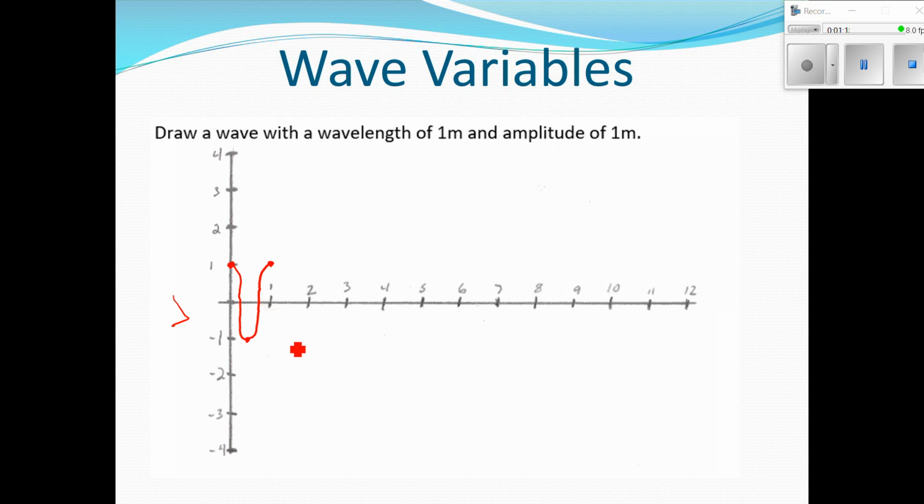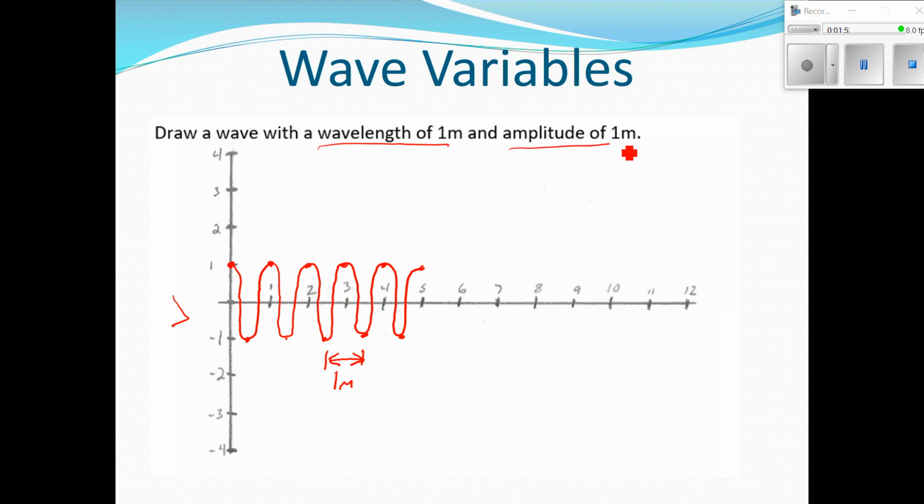If I were to extend this wave, I want to make sure that every full meter I'm going to repeat. And that means I'm going to need to hit these points. And I'm drawing these points as a guide. And then I can just draw on my wave. And here you can see that I've drawn a wavelength here of 1 meter. And that's what we have here.